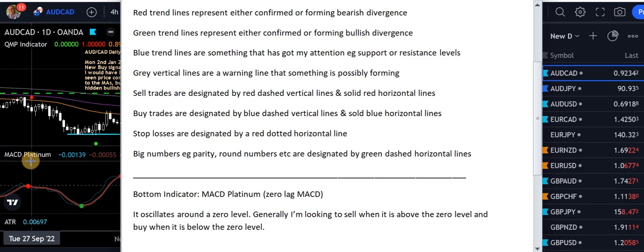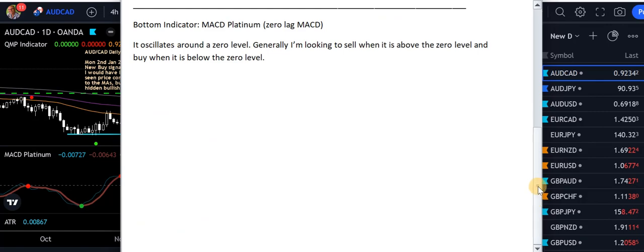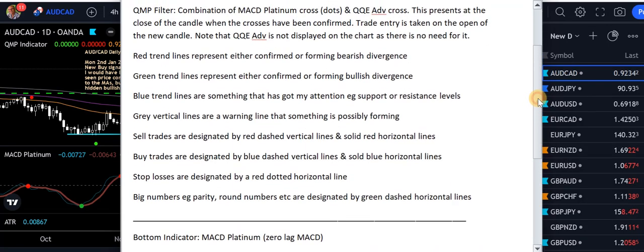That's what it was called when I originally purchased it many years ago through a prop firm who have now gone bust and took all my money. But that's another story. So it's MACD Platinum. It's just a zero lag MACD. But we'll go into that. Like I said, have a read of that document. It doesn't help when I don't actually put it on the screen.